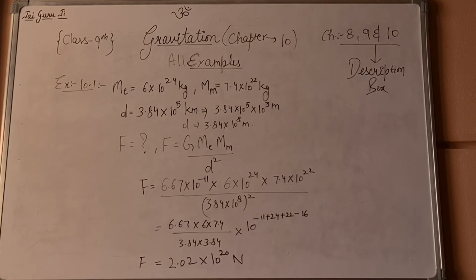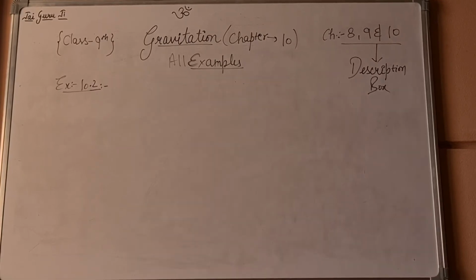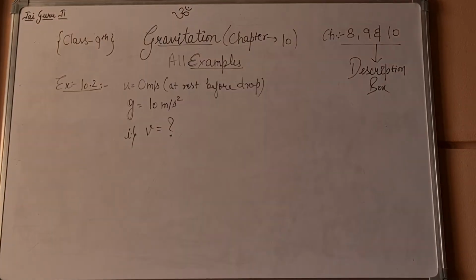Now example number 10.2. Let's start. A car falls off a ledge and drops to the ground in 0.5 seconds. So 0.5 second is the time here, and let g is equal to 10 meter per second square. So the car is dropped from a height. U is the initial velocity, so u is 0 here. Before the drop, the car is at rest. So u is equal to 0 meter per second.